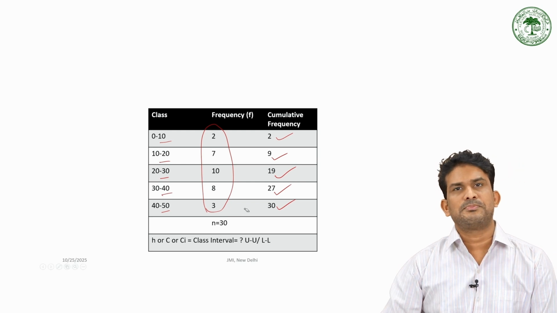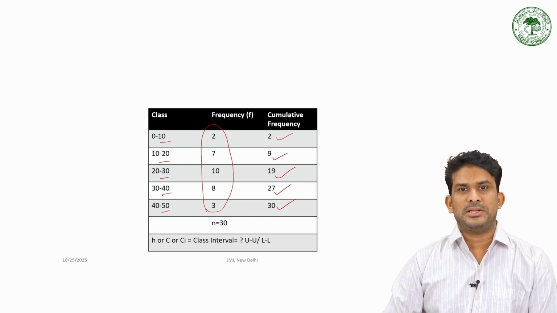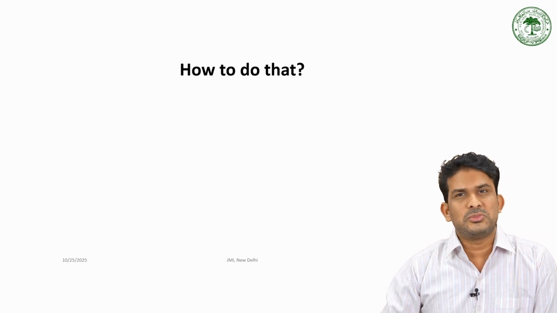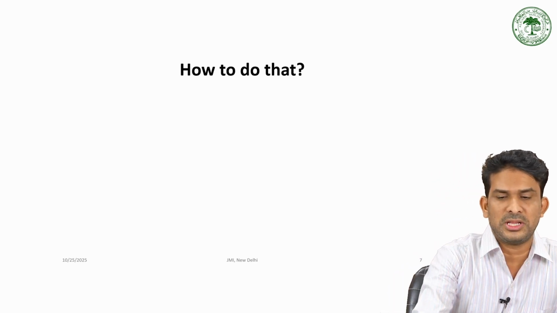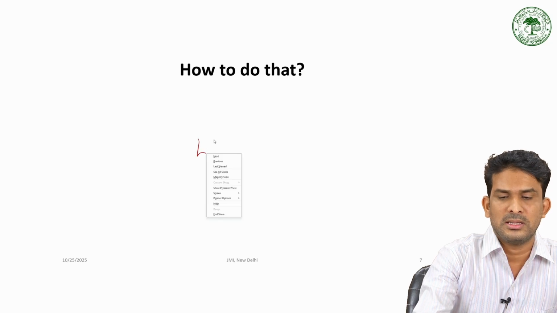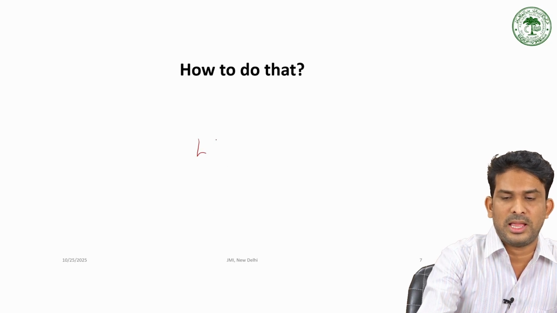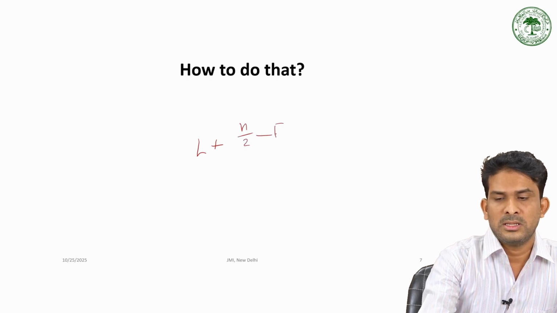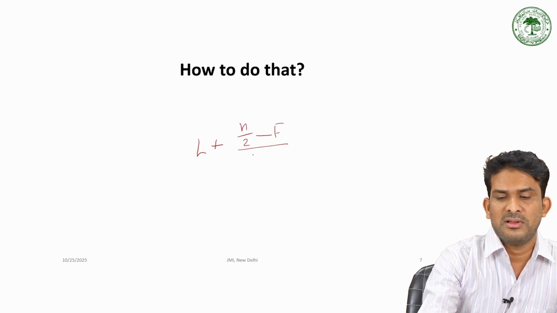Now, see. How do we calculate it? For that, what are the requirements? Again, let me come to the requirements. What is the equation? L plus, we have to write L plus n by 2 minus the cumulative frequency of the preceding class, that is F, upon small f. I just put it in the bracket.